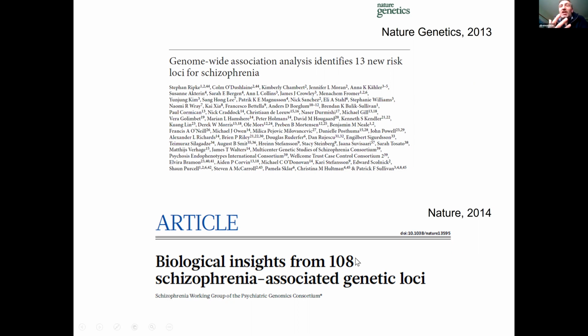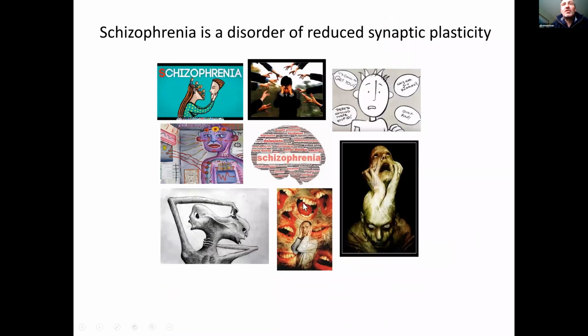But within these 108 genes, what scientists found was that there was an overrepresentation of genes associated with glutamate, with synapses, and with synaptic plasticity. And this included genes for certain NMDA receptor subunits, and also the GluA1 gene for the GluA1 AMPA receptor subunit. And as I say, overall, there was an overrepresentation of genes in this list of 108 genes that were associated with synaptic plasticity, leading people to suggest that maybe we should consider schizophrenia as a disorder of reduced synaptic plasticity.